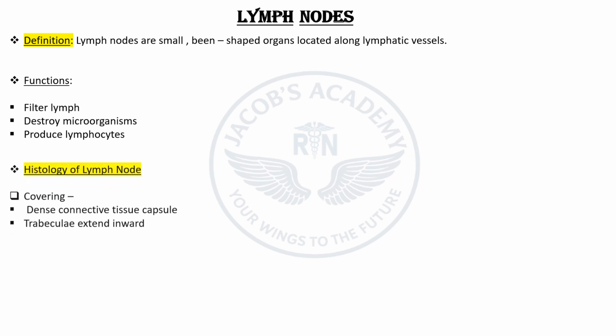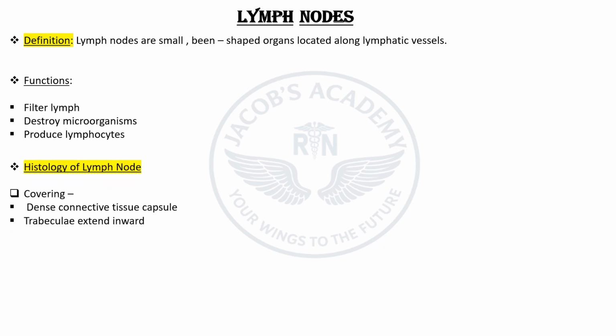Next we can see histology of lymph node. Each lymph node is covered by a dense connective tissue capsule. From this capsule, trabeculae extend inward, dividing the lymph node into compartments.